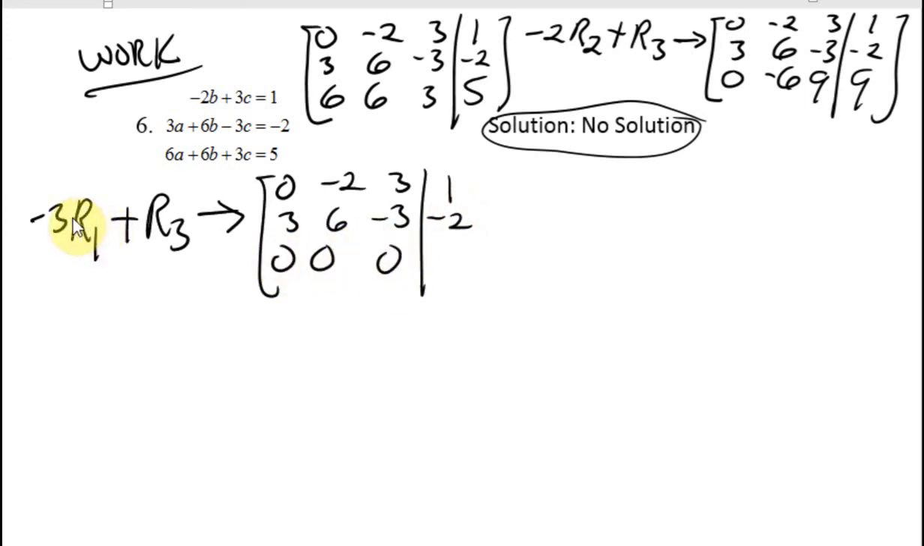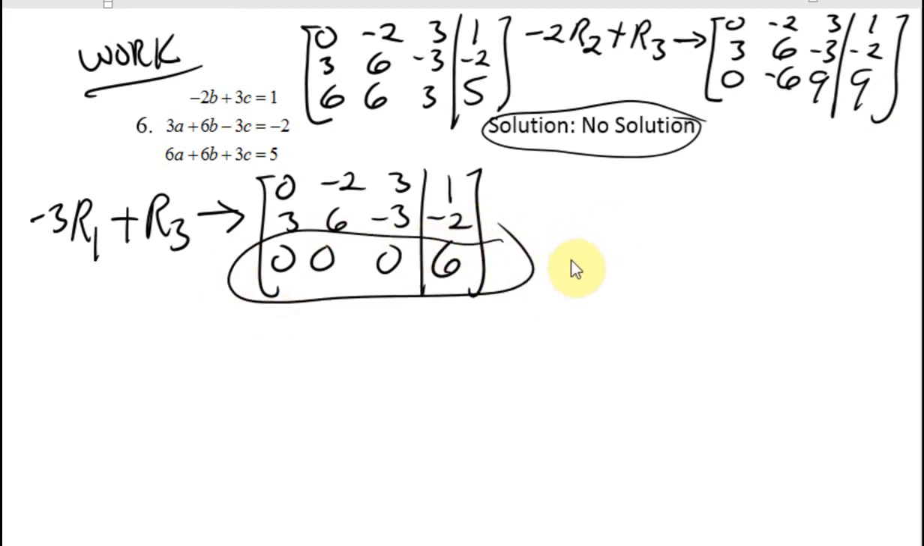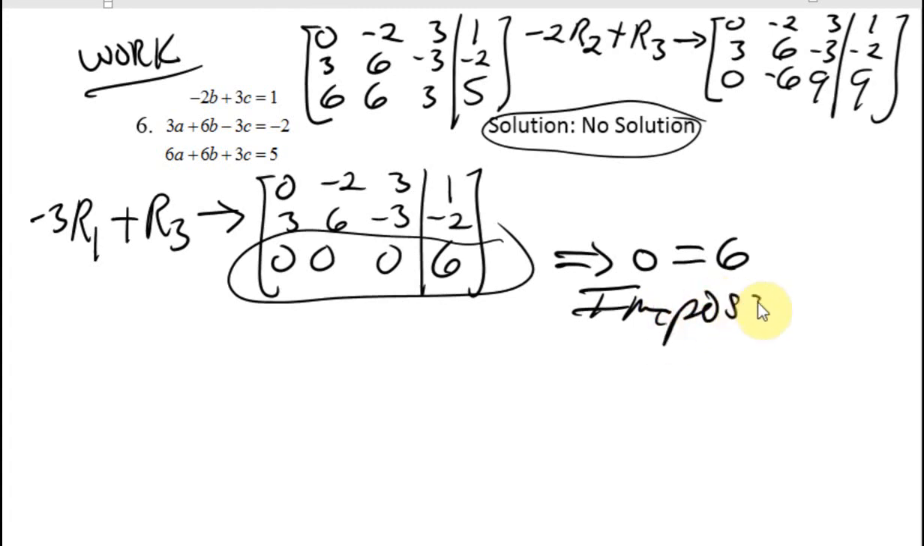So it's negative 3 times negative 2 is 6 plus negative 6 is 0. We get negative 9 plus 9 is 0. And then we get negative 3 plus 9 is 6. Uh-oh, that's no solution, right? Here, this says that 0 is equal to 6. Impossible.